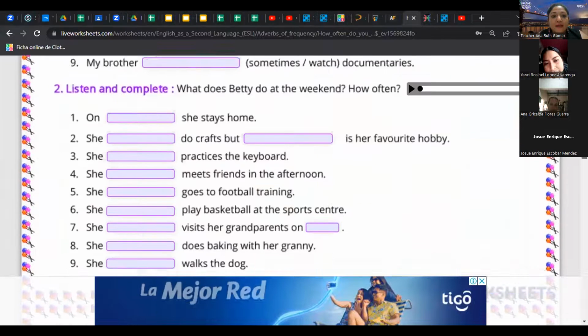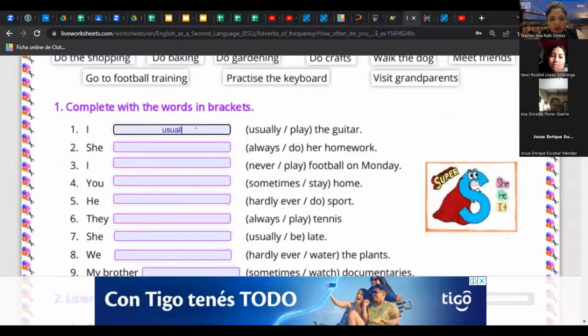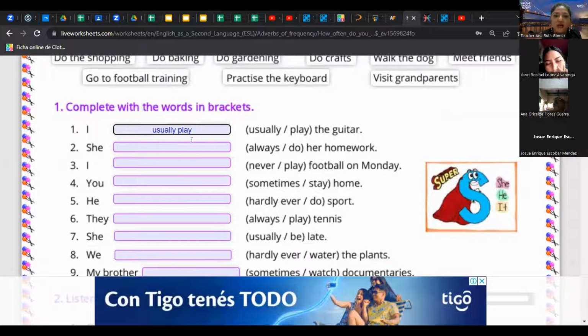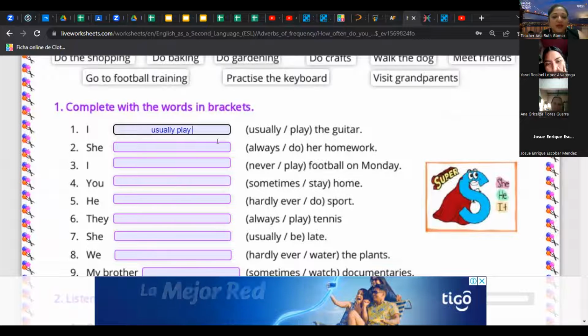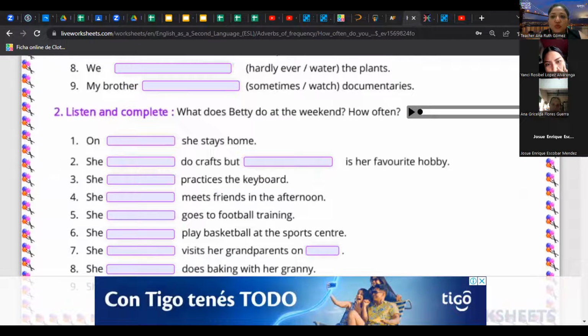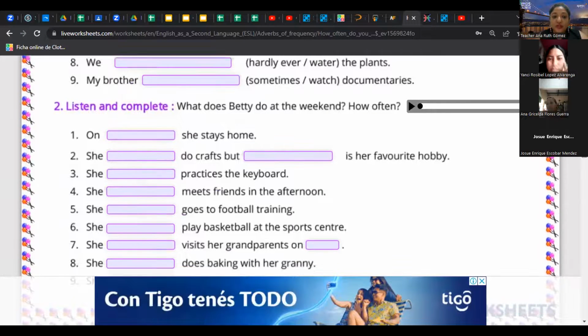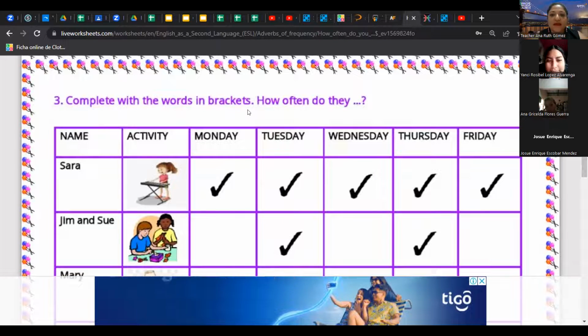Okay, in exercise number 1, you need the adverb of frequency and the verb. You have to pay attention to that if it is she, he, it, and only that in that part. You don't need, for example, I usually play the guitar. No. Only the adverb of frequency and the verb. Now, in part number 2 is listening and complete. Now, in part number 3, José Enrique, for example, complete with the words in brackets.